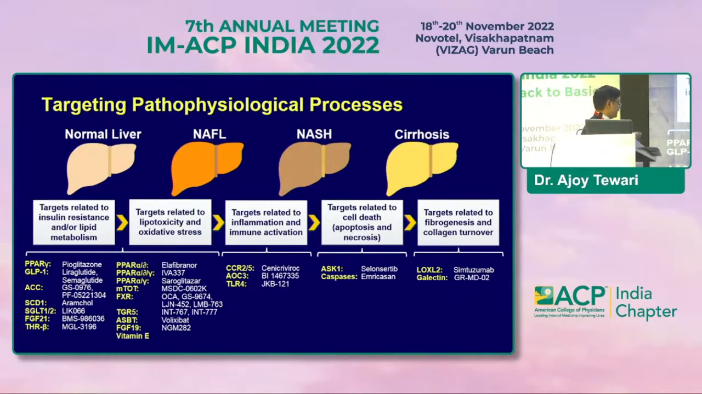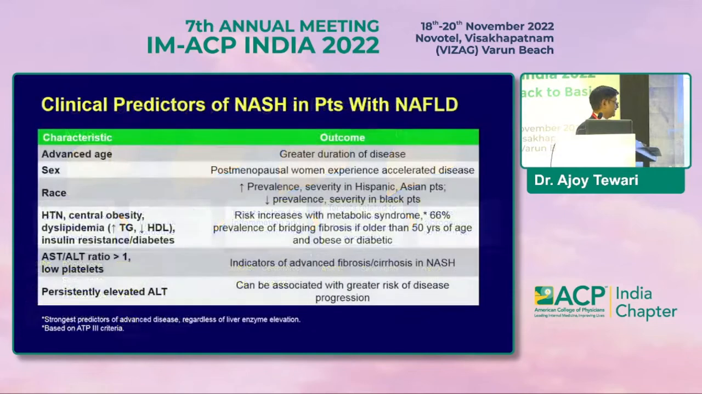And the targets related to lipotoxicity and oxidative stress, again we have newer drugs with dual PPAR agonists, that is alpha-fibrinor, and a large number of drugs, and alpha and gamma, that is the seroglitazone, which is available in India and is cleared by DGCI for use in NAFLD. Then targets related to inflammation and immune activation, a lot of drugs are being developed in that field also. Targets related to cell death, apoptosis and necrosis, and then targets related to fibrogenesis and collagen turnover.